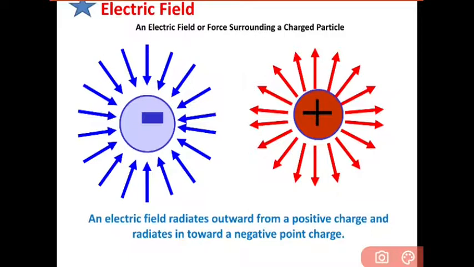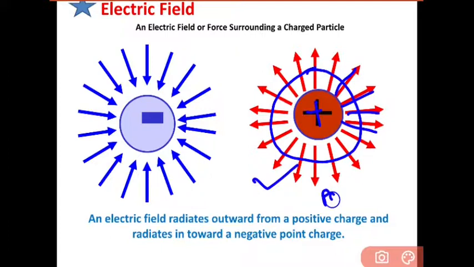You can see the electric field is radially out from a positive charge. It is radially outward, and you can see all those field lines are going outwards. That is known as a positive charge, and the characteristic of that positive charge is that the field is radially outward from it.